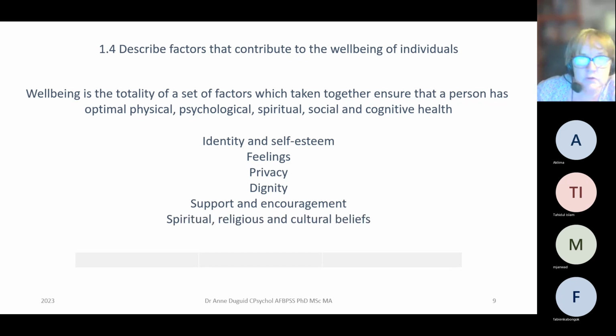And you're going to make sure you keep an eye on the spiritual, religious, and cultural beliefs. People have different religious festivals. People like different types of music. They connect with God in a variety of different ways. It might be different from how you do, but they need it, and that's why in well-being, spiritual's in there, okay?